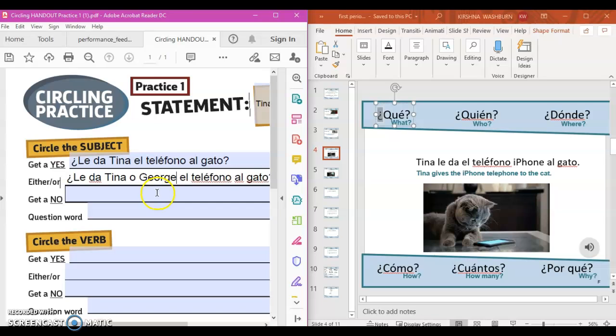Sorry. So, "gives Tina or George the telephone to the cat?" Okay, this is a perfect either-or question. Wonderful. Now the next one, we have to write a no answer to the question.